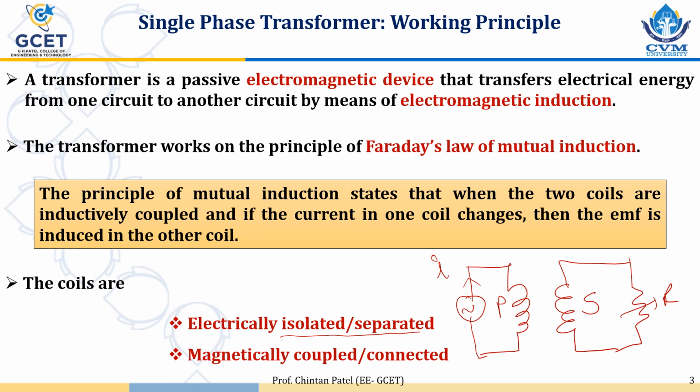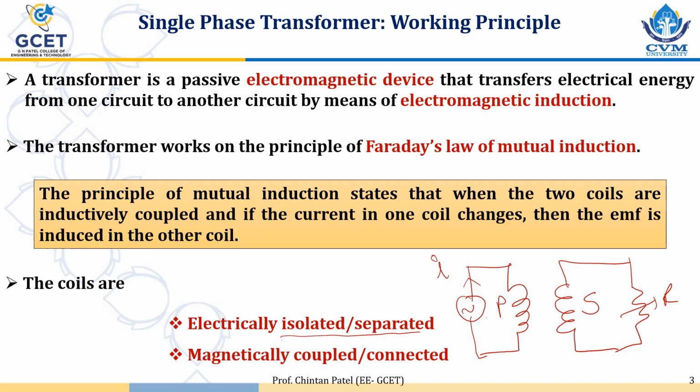So the two coils are electrically isolated or separated because the current of coil 1 cannot flow to coil 2, and in between coil 1 and 2, or primary and secondary, there is an insulation. So electrically they are isolated, but magnetically or inductively these two coils are coupled or connected.